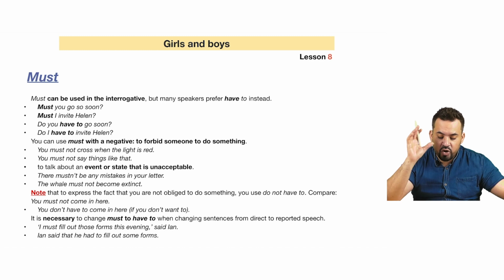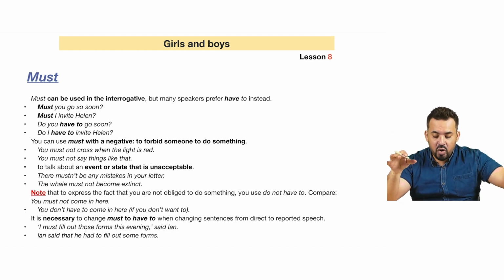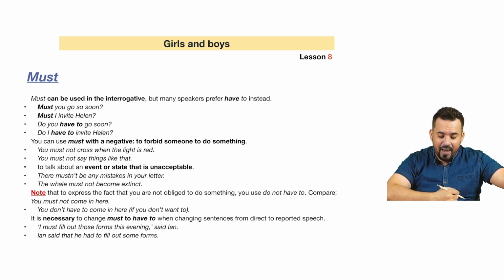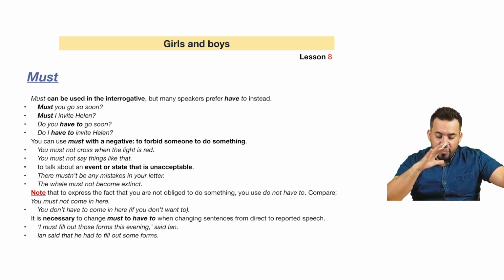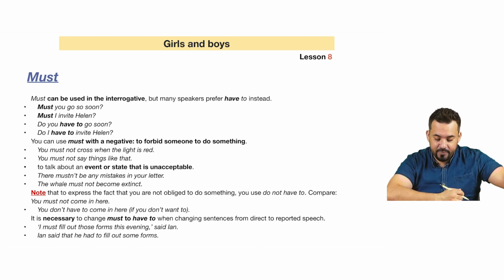We also use mustn't to talk about things that are unacceptable or we cannot allow something to happen. Like, for example, there mustn't be any mistakes in your letter, or the whale mustn't become extinct. We shouldn't allow them to happen.